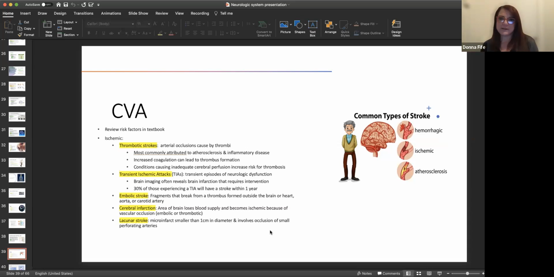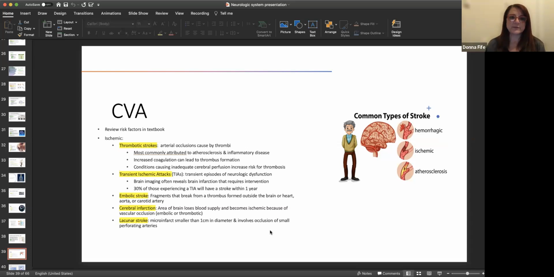Transient ischemic attacks, or TIAs, are transient episodes of neurologic dysfunction. Brain imaging often reveals brain infarction that requires an intervention. And in about 30% of those with a TIA, they will have a stroke within a year, so prevention is very important.